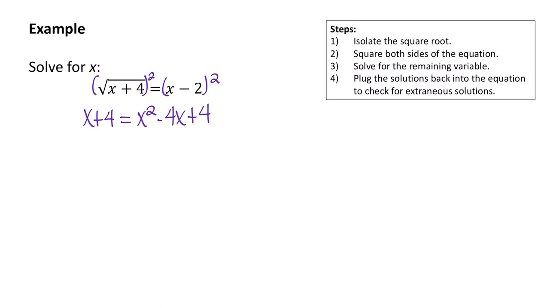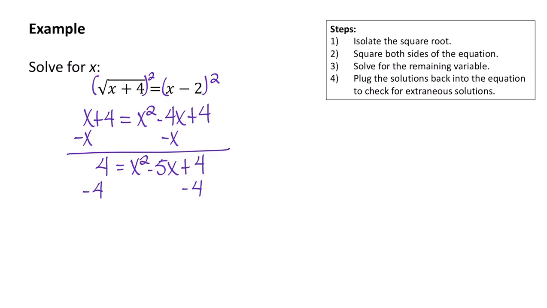So this is a quadratic. Remember, in order to solve a quadratic, I need to set my equation equal to 0. So I'm going to start off by subtracting x from both sides. When I do that, I get 4 equals x squared minus 5x plus 4. Now to solve for x, I'm going to subtract 4 from both sides. When I do that, I get 0 equals x squared minus 5x. Now I need to solve 0 equals x squared minus 5x.